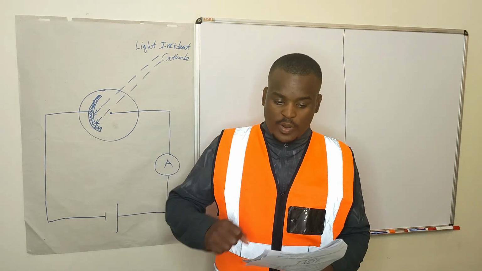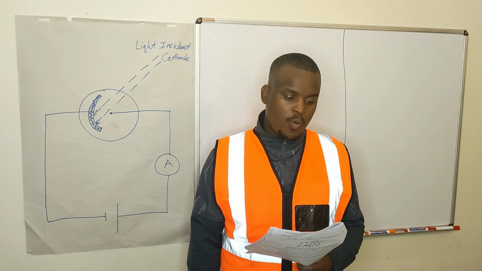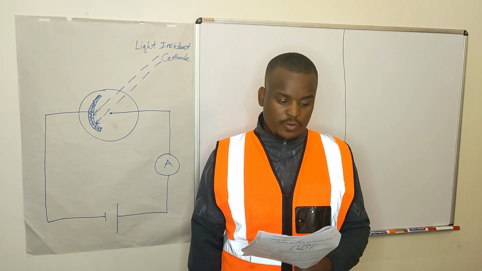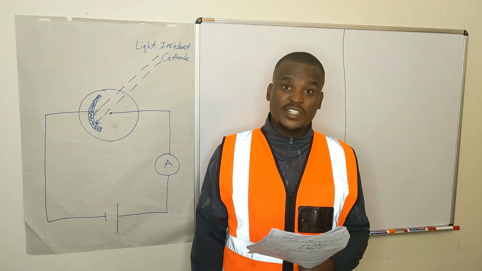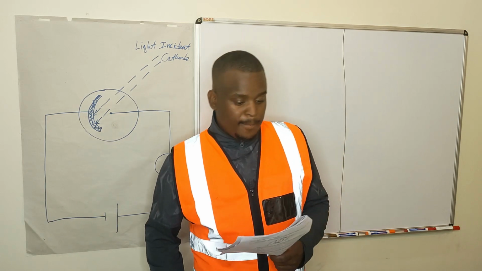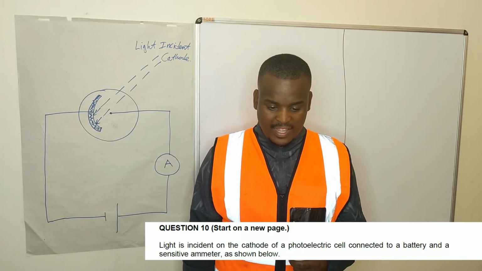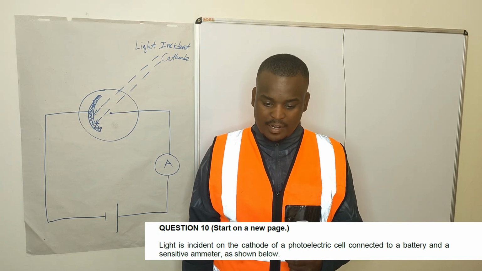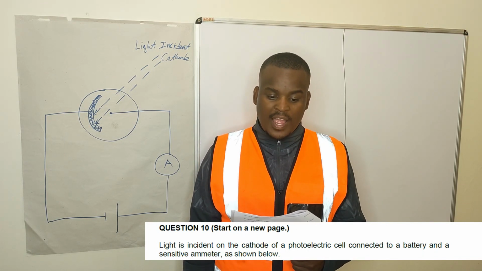So in this video I'll be doing question 10 of the November 2022 question paper, Physical Sciences Paper 1, and this topic is the photoelectric effect. So I'm going to read the statement and then proceed to answer the questions that follow. So let's go. Light is incident on the cathode of a photoelectric cell connected to a battery and a sensitive ammeter as shown below.